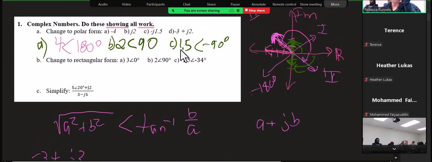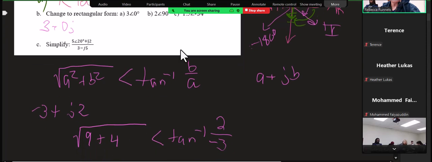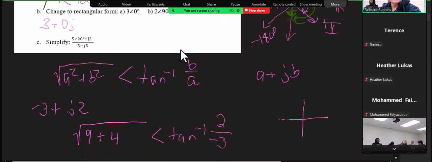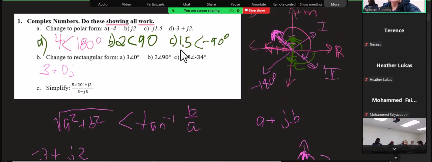Okay, to change to rectangular form, 3 angle 0, well, that's a real number. So that's just 3. If you wanted to write it as 3 plus 0j, you could, but it's just 3. 2 angle 90, well, now that you understand about the real axis and the complex axis, you see that 90 degrees puts you right on the imaginary axis. And so 90 degrees is purely imaginary. So this is j2, because it has length 2.